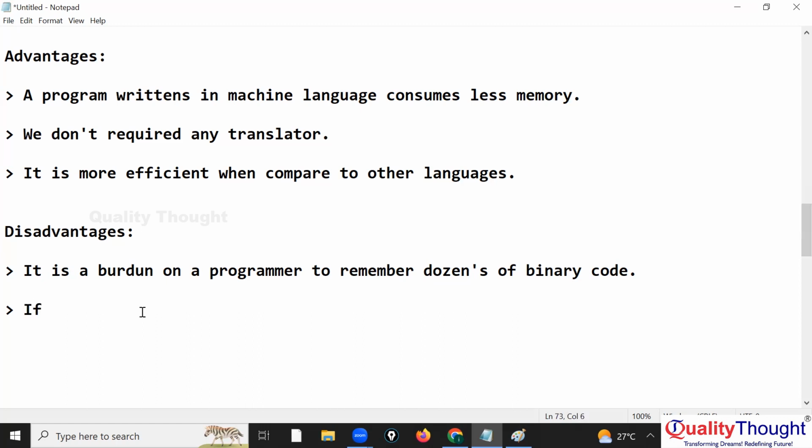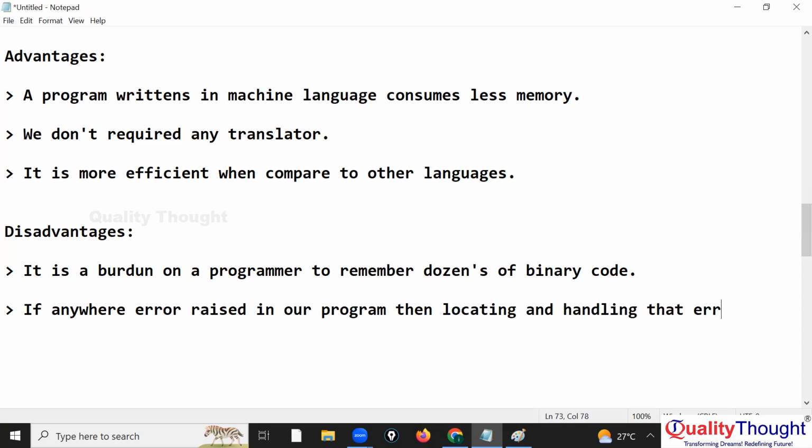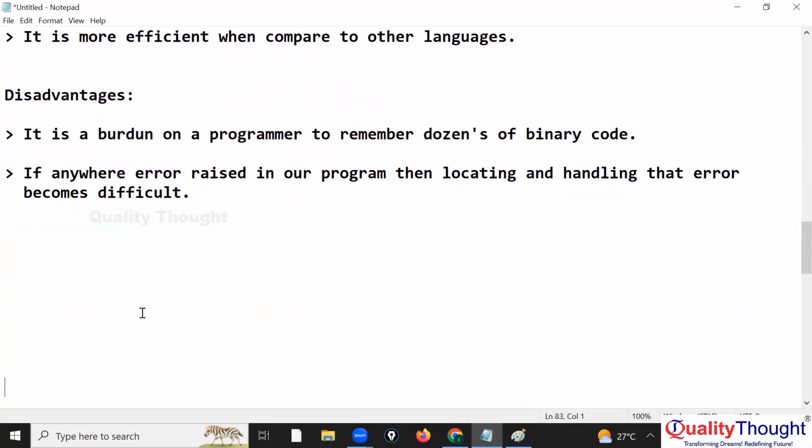Next is what here? If anywhere error raised in our program, then locating and handling that error becomes difficult. See here, assume that when you are working with machine language, and all of a sudden some error came. So it is very difficult to identify where that error is coming, where that problem is coming. It is very difficult to locate and handle that error. So that is the reason you cannot handle the errors easily.